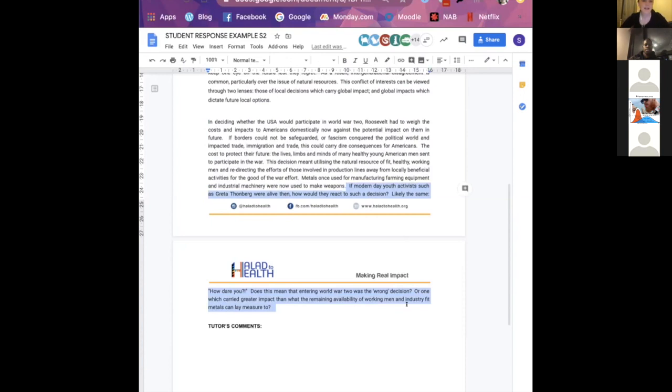What about modern day youth activists, such as, we all know about Greta Thunberg now, and the "how dare you" concept, and whether this meant that World War II was the wrong decision or not, or one which meant that now there's a better impact on people's lives because of what happened in the war.